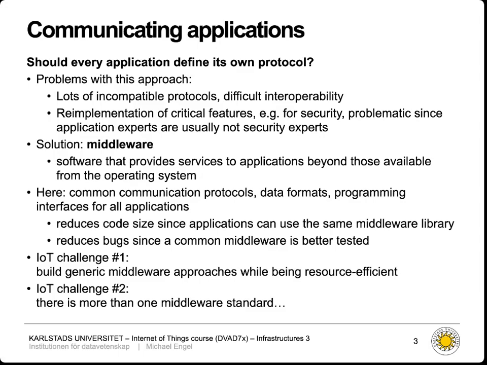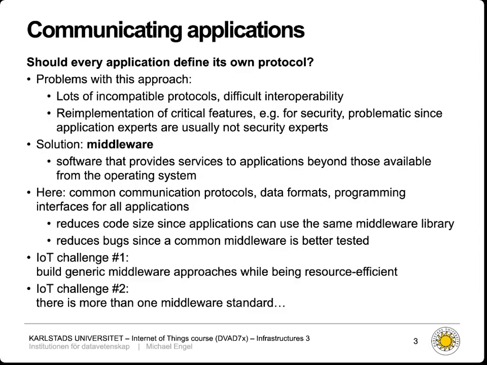So middleware for the IoT poses two challenges for us. Challenge number one is we should be able to build some generic middleware approach that is able to support the requirements of a large set of applications run on a large set of different hardware and operating system software configurations, and also to support different networks, for example, but still should be resource efficient. So it shouldn't be a monster of a library that's slow and big, but still small and nice. So we have these competing requirements of being very universal, but still very small and efficient.